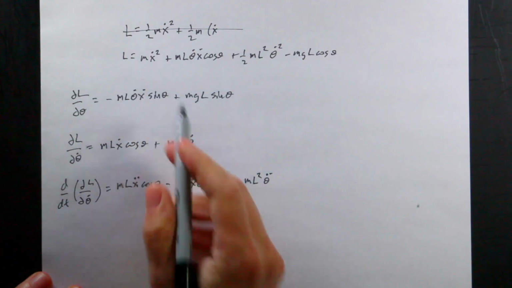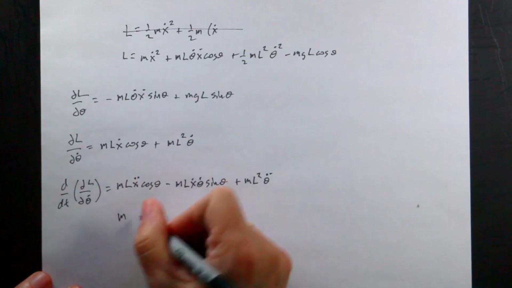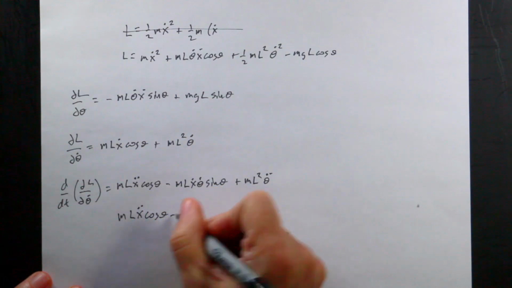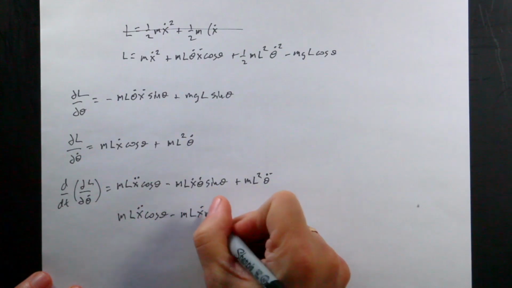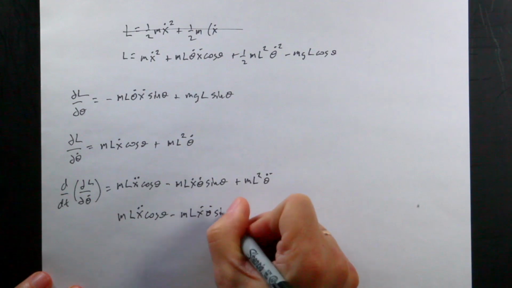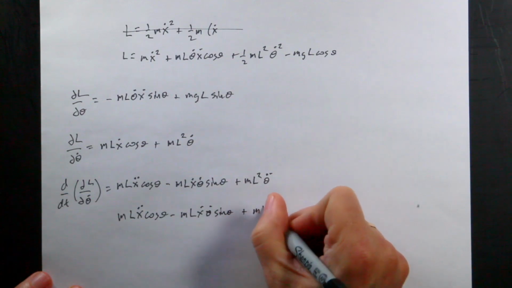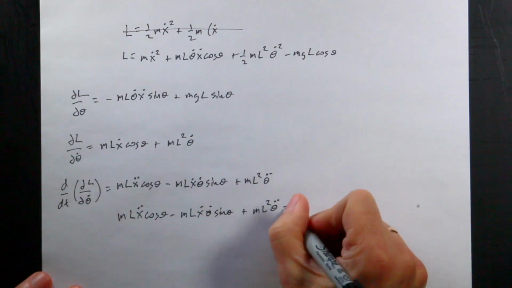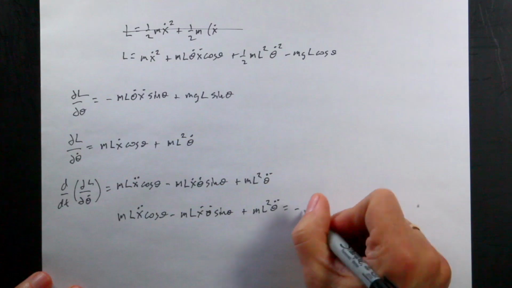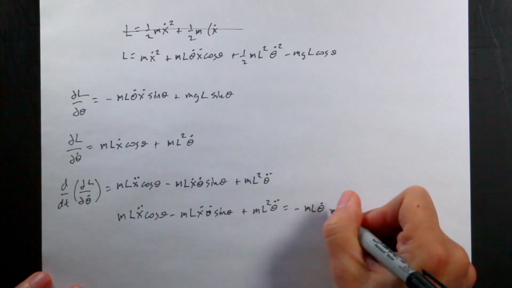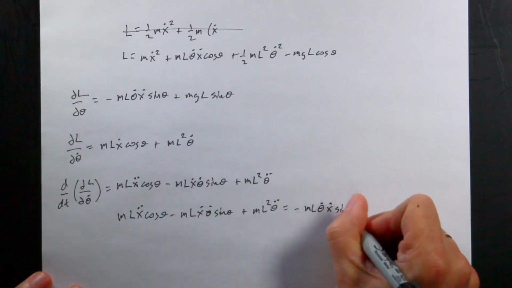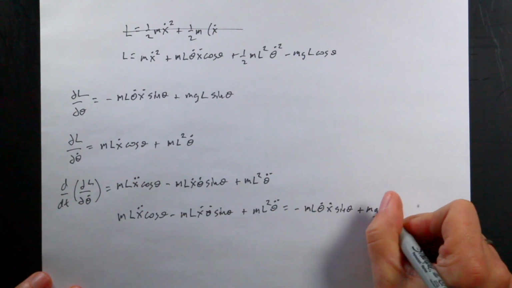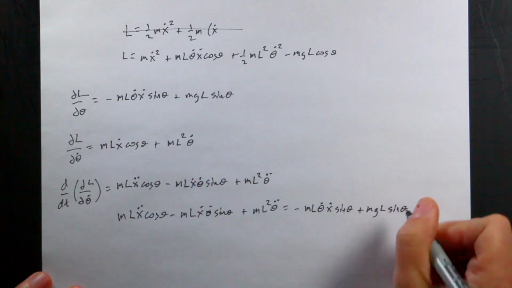Now I can set this equal to that. So I have m L x double dot cosine theta minus m L x dot theta dot sine theta plus m L squared theta double dot. And then that's going to be equal to negative m L theta dot x dot sine theta plus m g L sine theta.